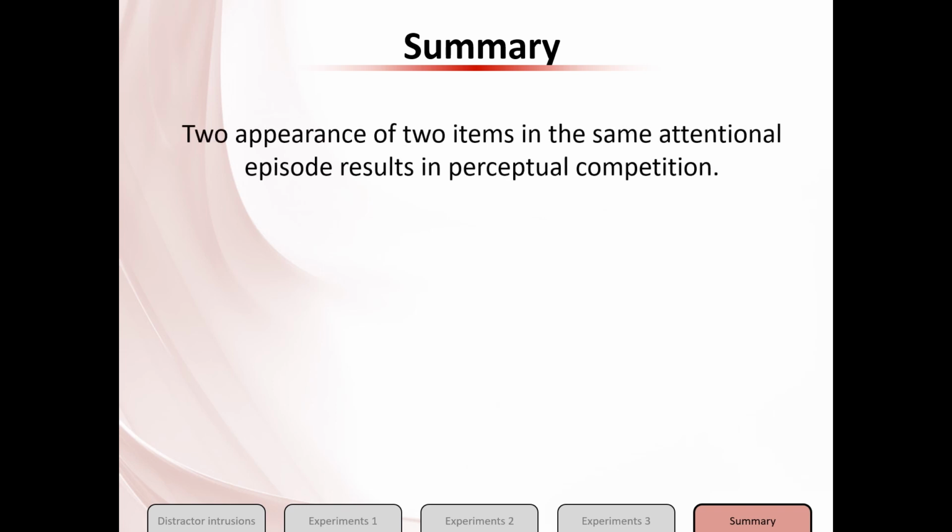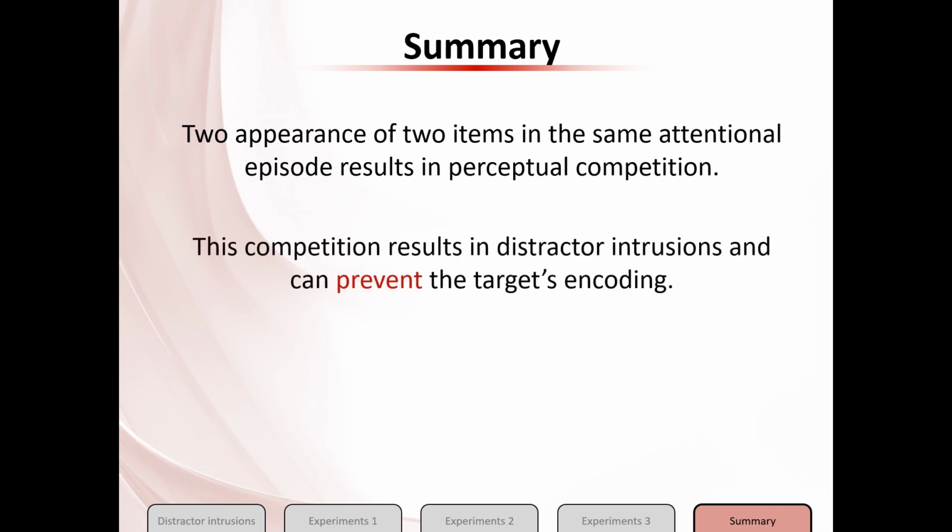To summarize, in 3 experiments we found that attending a target does not ensure that it will be reported. When a distractor appears in the same attentional episode as the target, it can take its place in working memory and prevent it from ever being encoded.